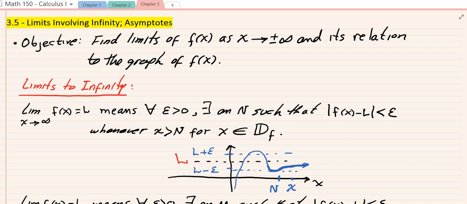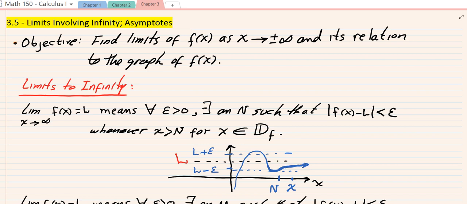In section 3.5, we're going to discuss limits involving infinity, and we're going to talk about the asymptotes. This would be both horizontal and vertical asymptotes. So the objective is to be able to find the limits of the function.